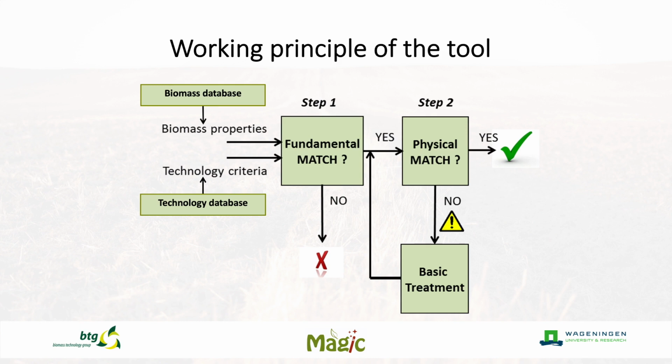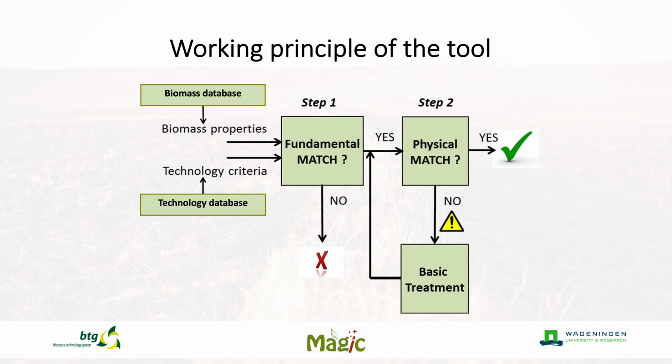If these fundamental properties match with the technology criteria, then the tool will indicate this with a green marker as a match. If any of these fundamental properties do not match with the technology criteria, the tool will create a no match, indicating this with a red cross.